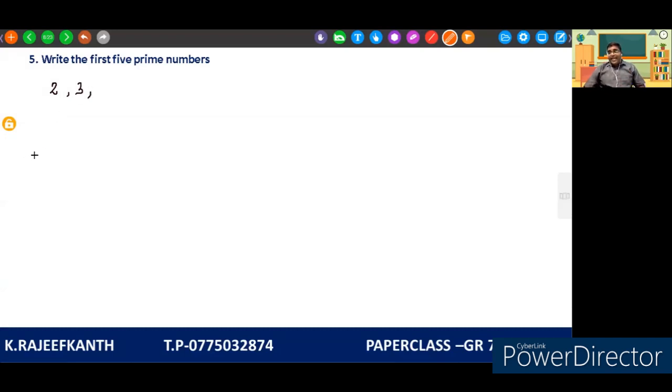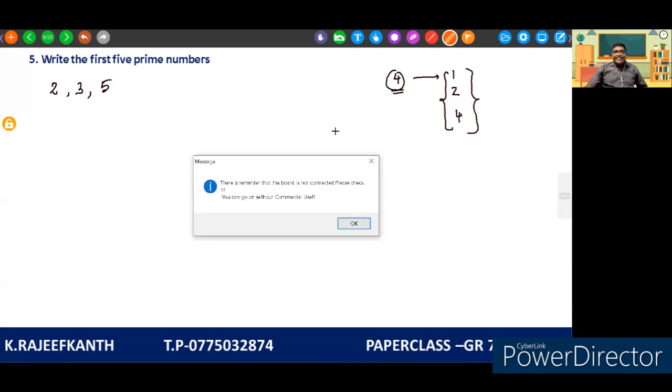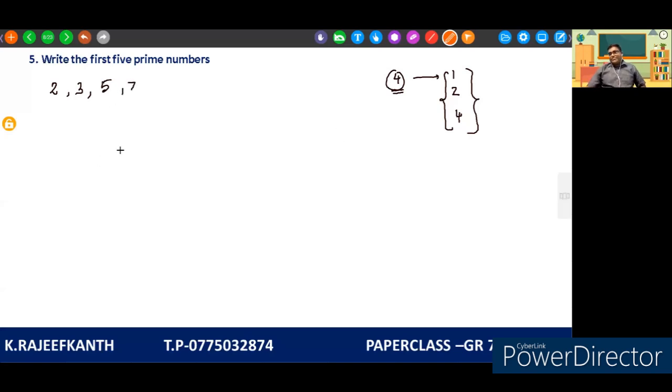Then 4. Here we can divide this 4 by 1, 2 and 4. This 4 has 3 factors, no? If a number has only 2 factors, then we can say that number is a prime number. But here 4 has 3 factors. So 4 is not a prime number. Then 5. Here 5 can be divided by 1 and 5, right? 1 and itself, that means 5. So 5 is a prime number. So 6 we can divide by 1, 2, 3 and all. Then 7. 7 is also a prime number.